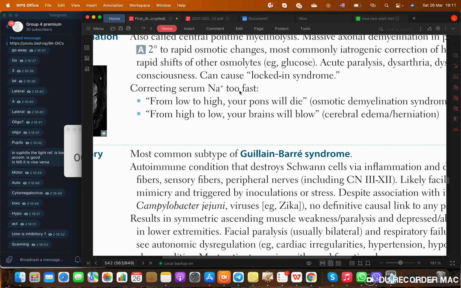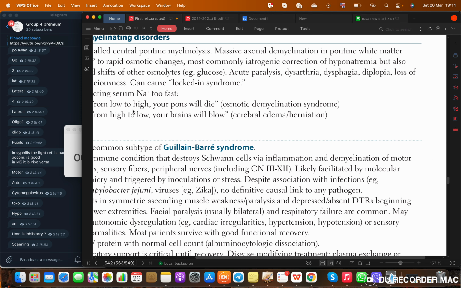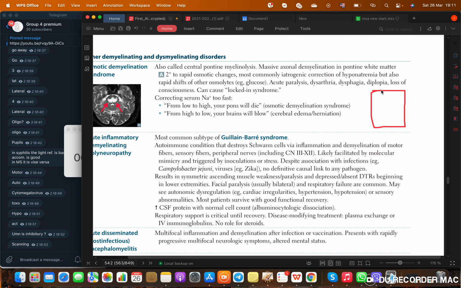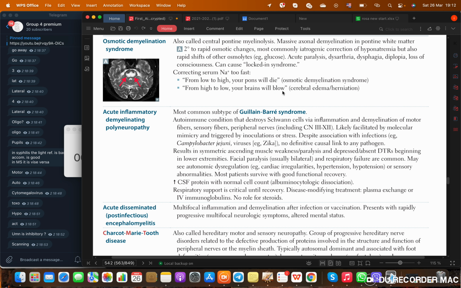Correction of the serum sodium too fast. So what happens? They say from low to high, your pons will die. What does it mean? So if we consider this is your pons or the vessel, the cell of your pons, and this is the sodium here. So from low to high, if you increase the sodium here, is the shift going to be from in to out or out to in? I hope you are thinking that it will be from in to out, right? So from in to out really quick, what happens? The cell is going to shrink down. That's osmotic demyelination syndrome.